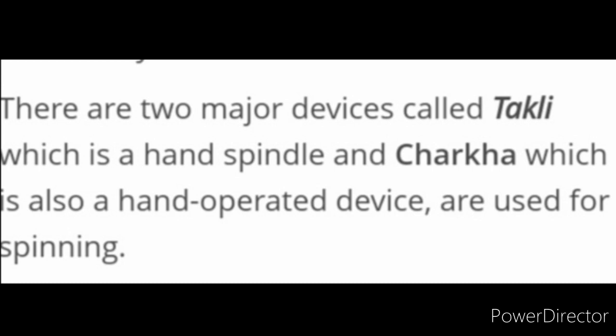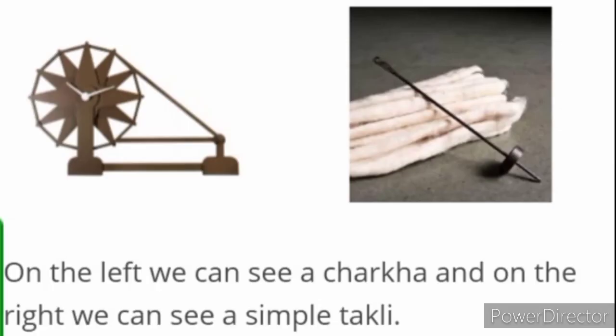Spinning of yarn on a large scale is done with the help of spinning machines. After spinning, yarns are used for making fabrics. In this figure, on the left we can see a charkha and on the right we can see a simple takli, which is also known as hand spindle.